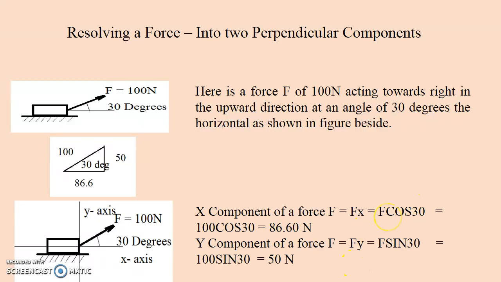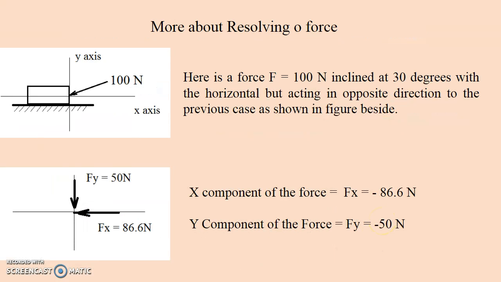Now if we try to understand the direction of these components, the x component of this 100 Newton force will act towards right, and the y component will be acting in the upward direction. So the net effect of this force on this particular body will be towards right in the upward direction. Next, we shall understand more about resolving a force.